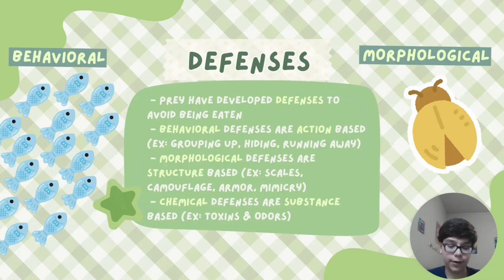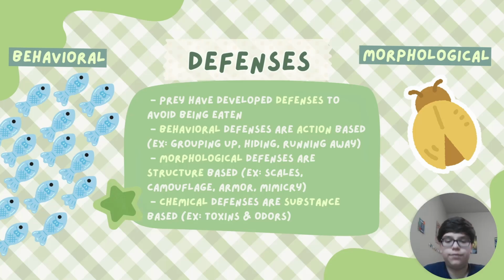Let's continue: hiding and running away. Another important example that you should know is that sometimes animals will signal other animals to hide when they spot predators. This is also a behavioral defense because it's action-based. Next, we can talk about morphological defenses, which are structure-based. On the right, we have that beetle over there. That beetle has a strong exoskeleton, and maybe if it was hiding in a wheat field, it could be camouflaged in. So your morphological defenses are structure-based and include scales, camouflage, armor, and mimicry.